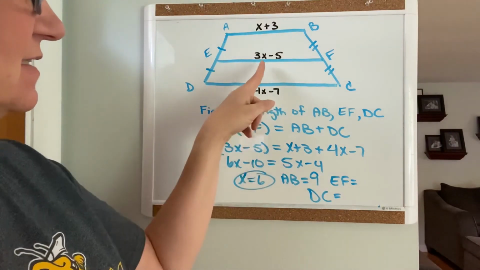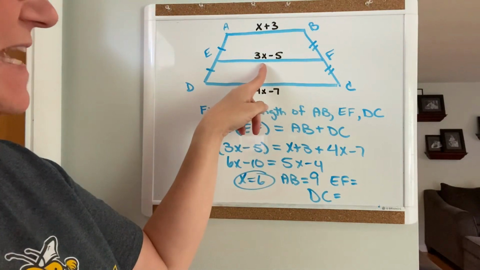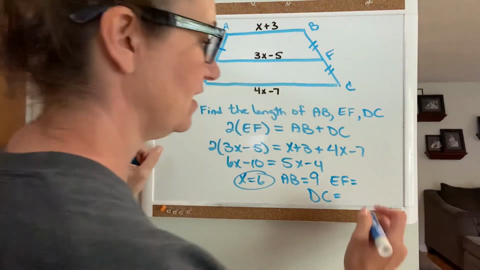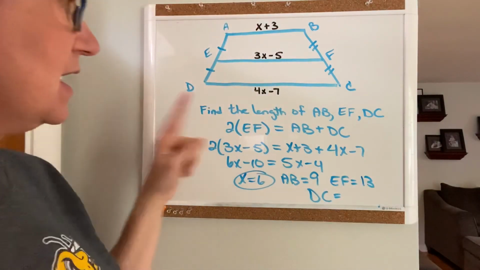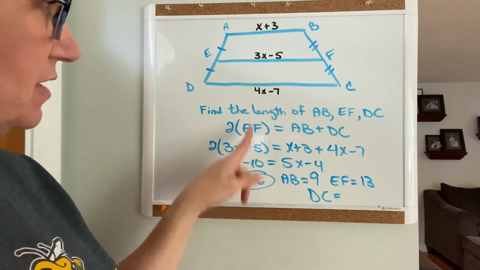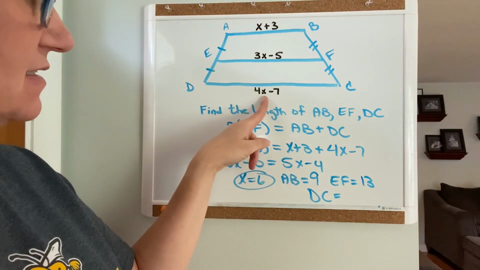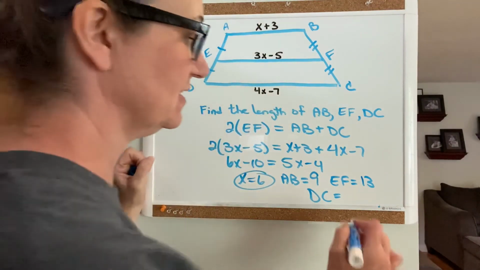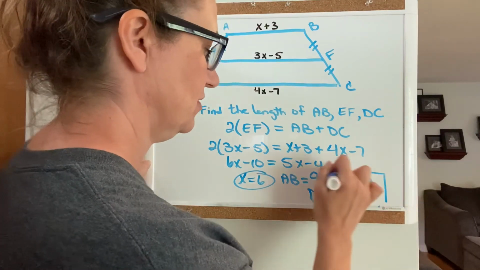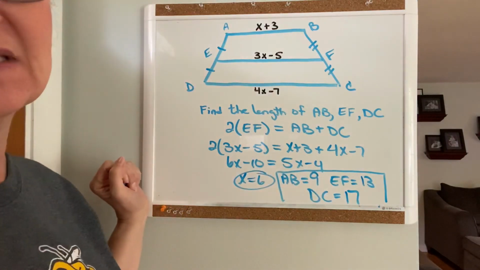EF, plug 6 in for x, and you get 3 times 6 is 18, minus 5 is 13. And then for DC, if you plug 6 in for x, you get 4 times 6 is 24, minus 7 is 17. So there's the length of the 3 segments that I asked you for.